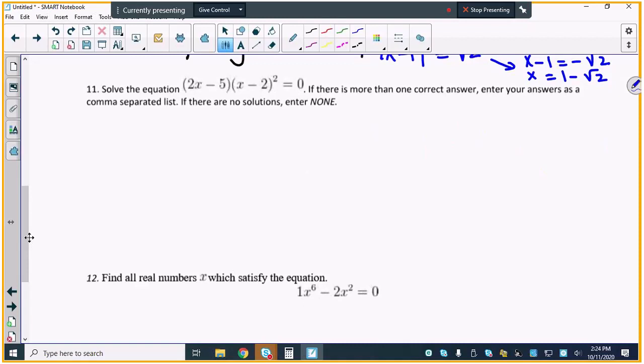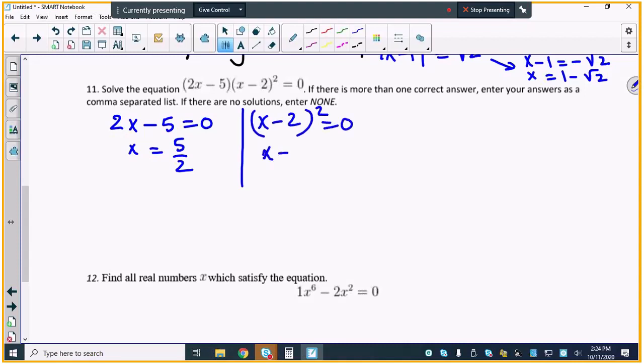Next equation is 2x minus 5 times x minus 2 squared equal to 0. And it is actually pretty simple. You just set 2x minus 5 equal to 0. So x is equal to 5 over 2. Or you set x minus 2 squared equal to 0. So x minus 2 equal to 0, so x equal to 2. Just remember that is a multiplicity of 2 because the zero is there twice.